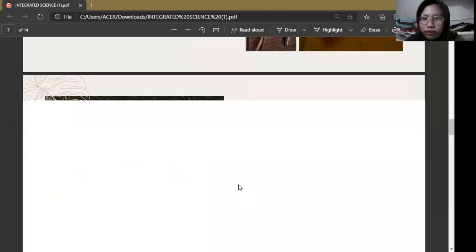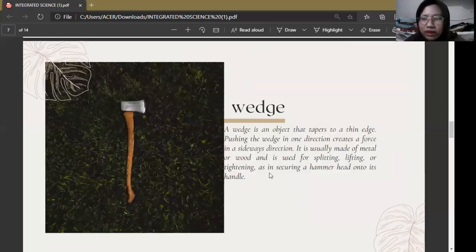So we're going to move on to the next topic. It's about the wedge. A wedge is an object that tapers to a thin edge. So it basically separates one thing into two or three or more parts. Pushing the wedge in one direction creates a force in a sideways direction. It is usually made of metal or wood, and it is used for splitting, like I said before, lifting, or tightening, as in securing a hammerhead onto its handle.